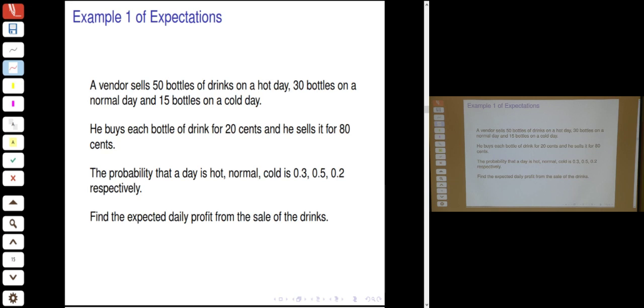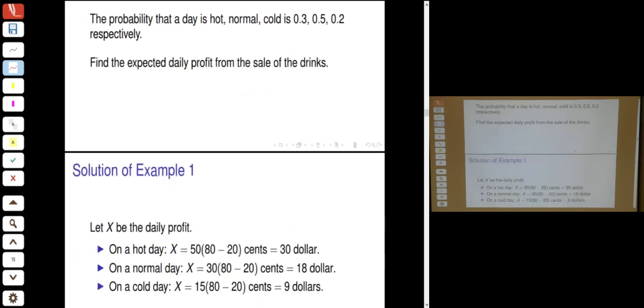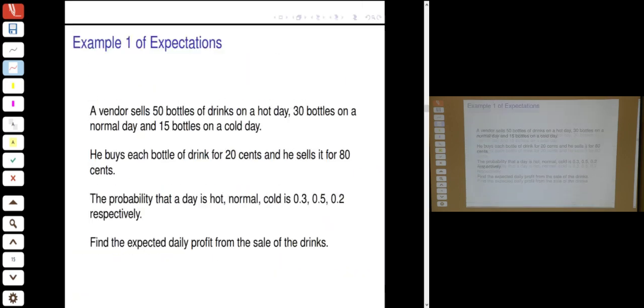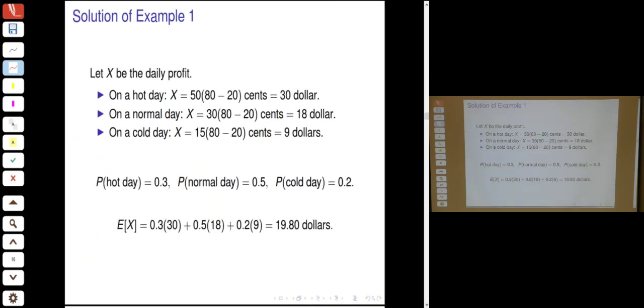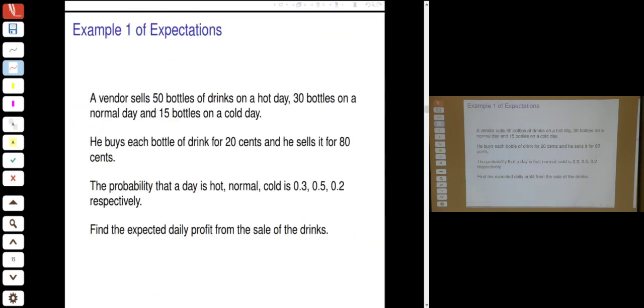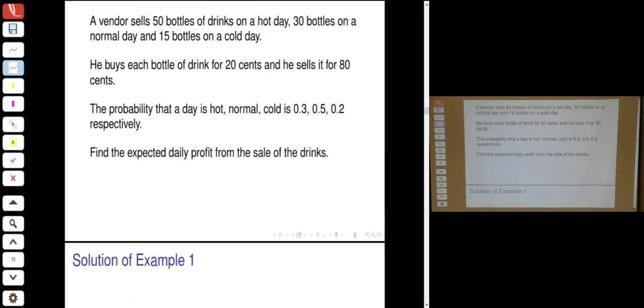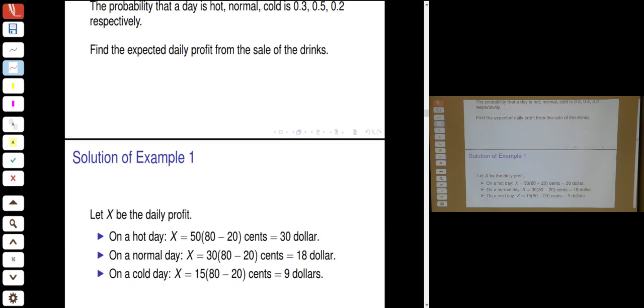So what we will do is form an equation in terms of the profit and the various quantities, and then we will calculate the expectation. Let X denote the daily profit. What are the possible values? He always buys a bottle for 20 cents and sells it for 80 cents. So he gets 80 cents and spends 20 cents to buy the bottle. The balance is his profit per bottle, which is always 80 minus 20 cents. This is the profit per bottle.